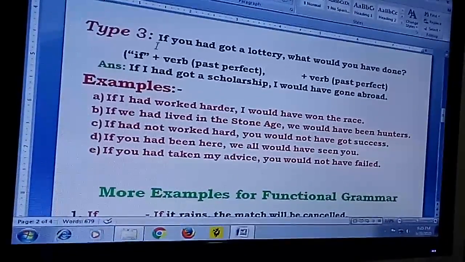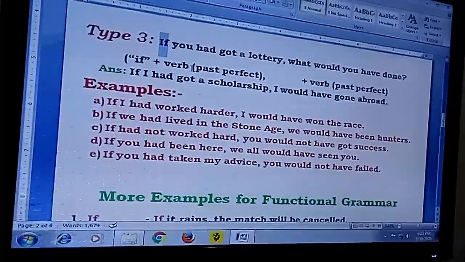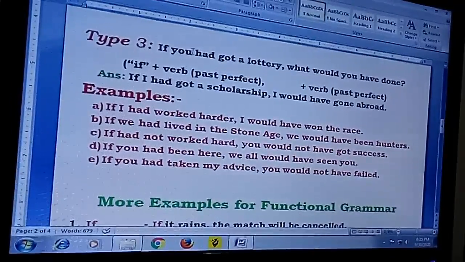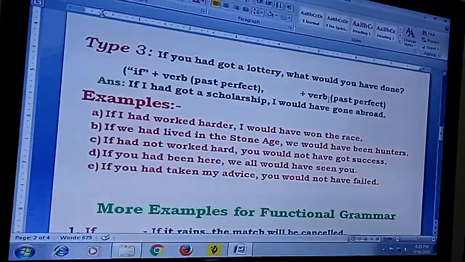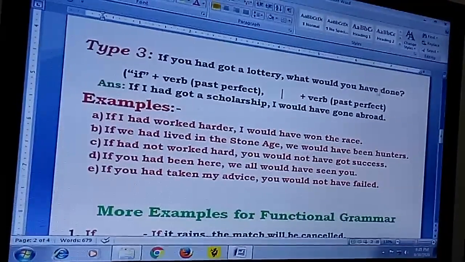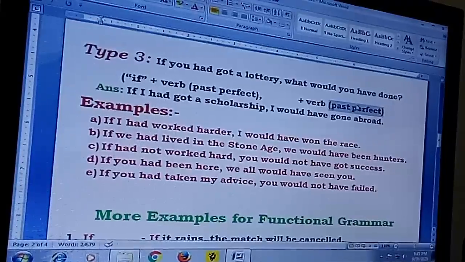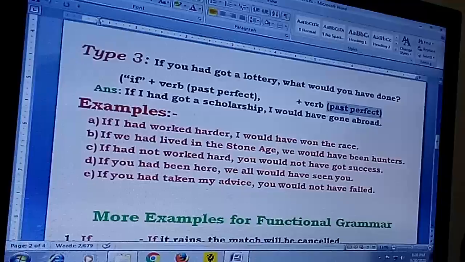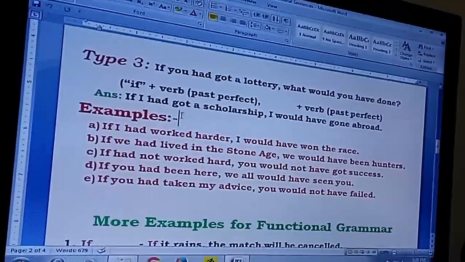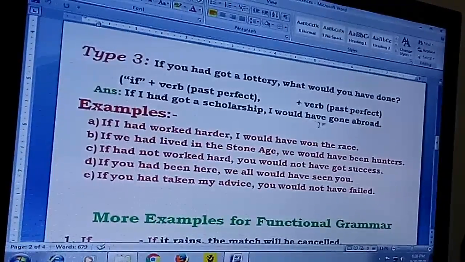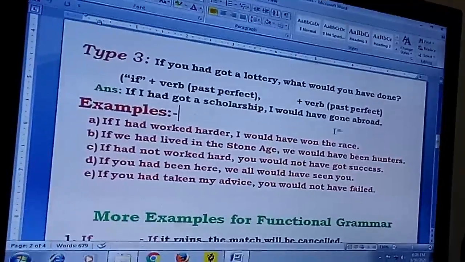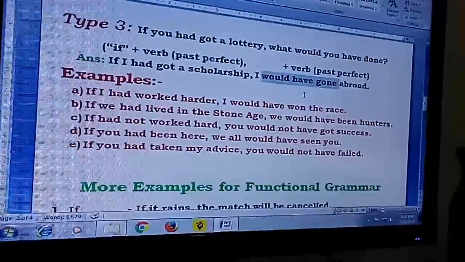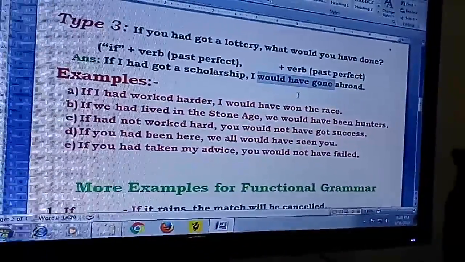The pattern is if plus the verb, and this verb is the past perfect form, that is had got, and here it is verb, that is obviously do, it is the past perfect form. Have done, would have done. And we are giving again a probable answer. If I had got a scholarship, I would have gone abroad. I would have gone. This is the basic formula, like you have to learn.